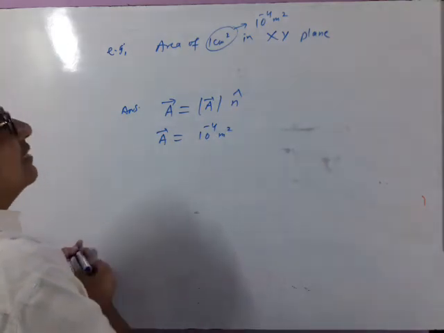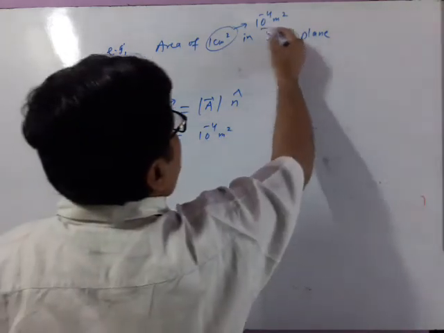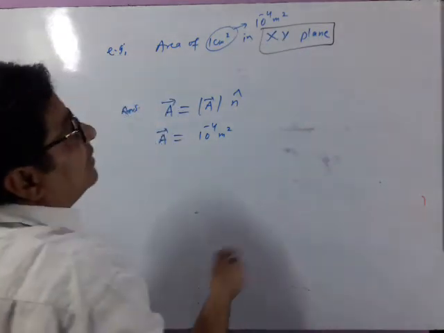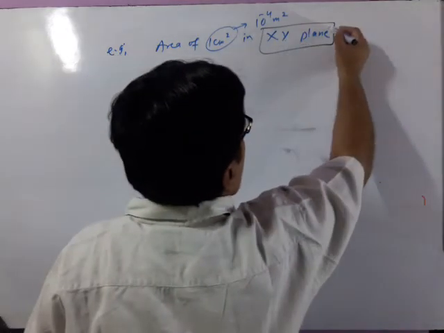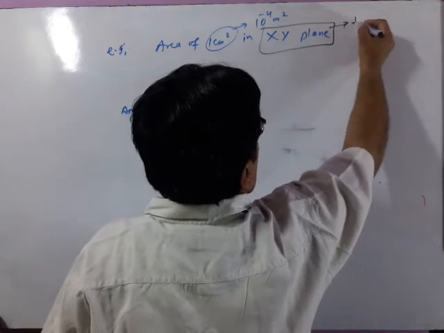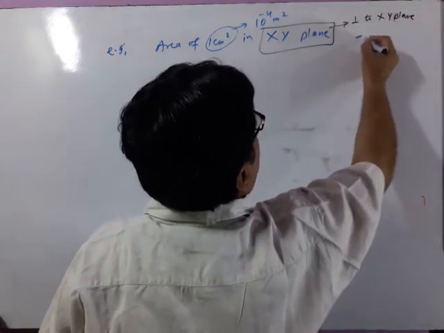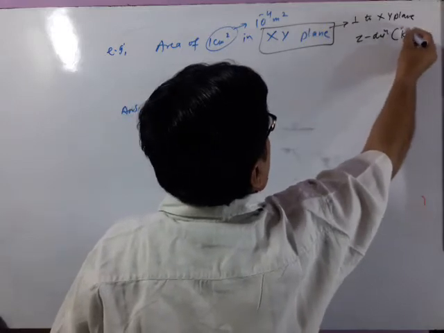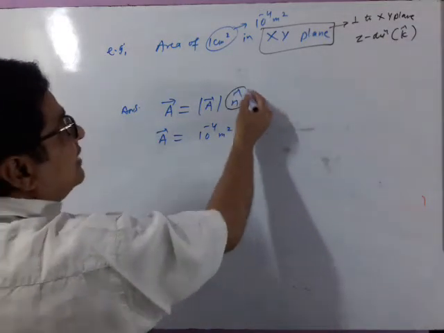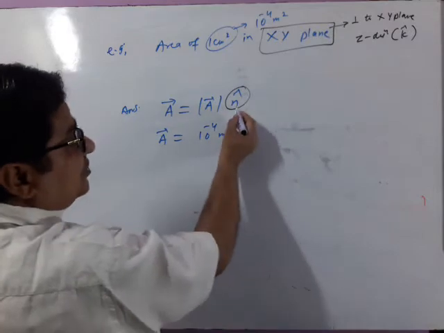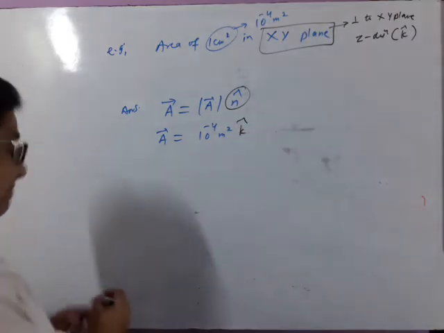Now see, it is in the XY plane. Perpendicular to the XY plane, Z is not given. So perpendicular to the XY plane is the Z direction. Z direction means K cap. So this n cap is the Z direction, which is the direction of the area vector, K cap.